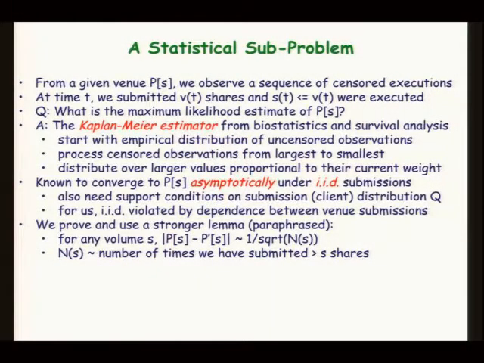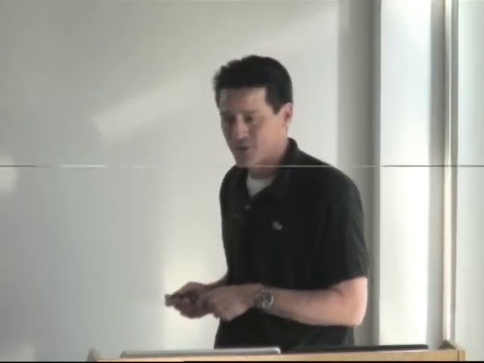So unfortunately, this theorem is inapplicable for us, right? Because we violate the IID of the submissions, right? Because the submissions are changing in response to what our learning algorithm is doing. And we also want a finite time convergence result. But so we basically prove and use a stronger lemma, which I'm going to paraphrase here. The technical description of it, of course, is more technical. But I think it says something quite intuitive, which is the following.